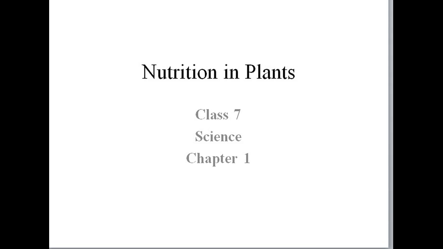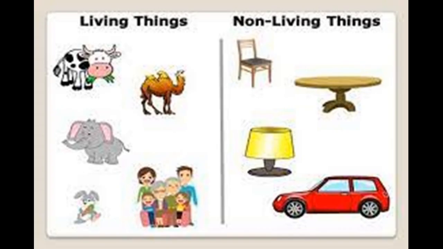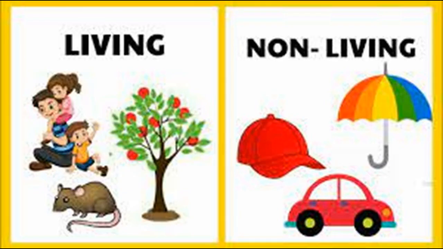Today we will study nutrition in plants. First, look at this picture. On the left side, we will see living things. Some examples are cow, camel, elephant, humans, and rabbit. On the right hand side, you will see non-living things, and examples are car, lamp, table, and chair.